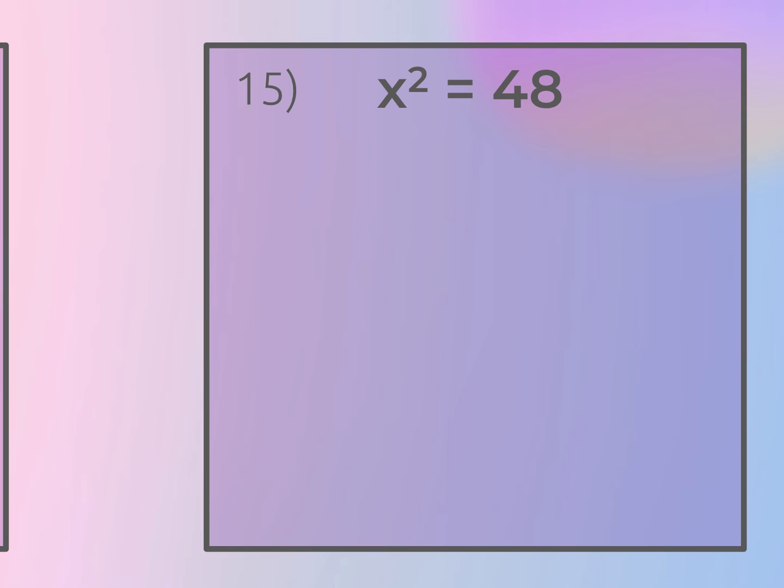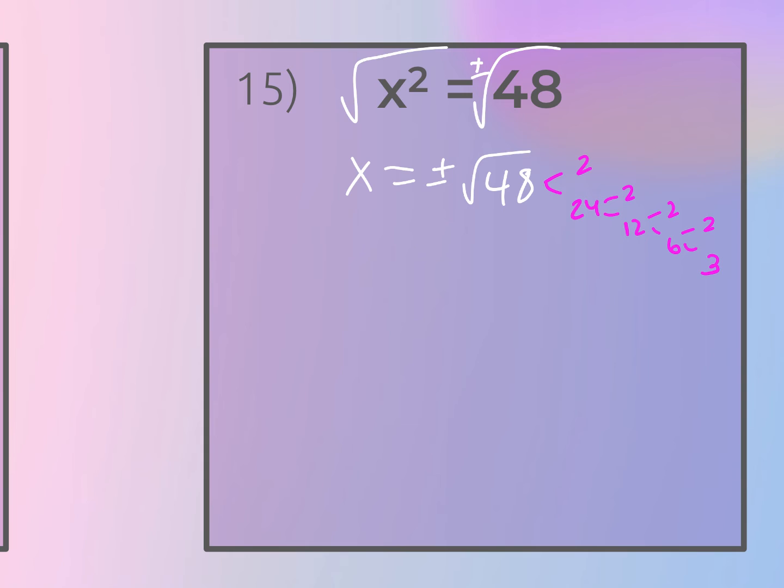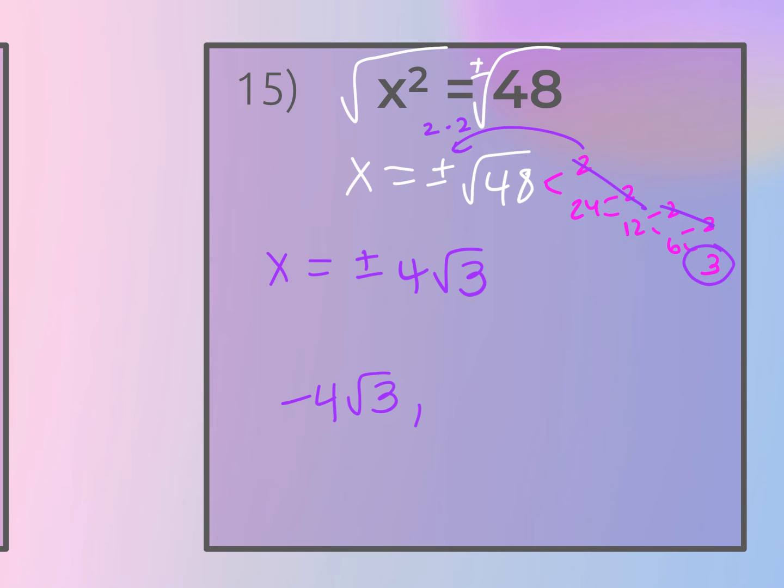Go to 15. Square root gets a plus and minus, and I get x equals plus and minus the square root of 48. Can I simplify that? Yep, here comes our factor tree. 2 and 24, 2 and 12, 2 and 6, 2 and 3. There's one pair of 2's, so one's going to go to the outside. Second pair of 2's, another 2 goes to the outside. 3 stays under by itself. So x equals plus and minus 4 square root 3. That means my answer is negative 4 square root 3 and positive 4 square root 3.